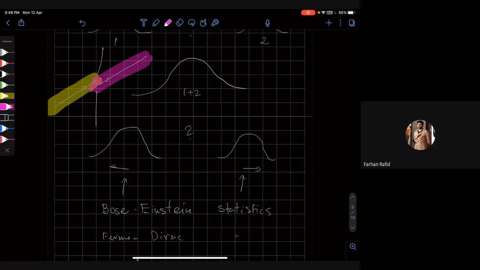So let's come back to what we were discussing, which was the N particle distinguishable case.